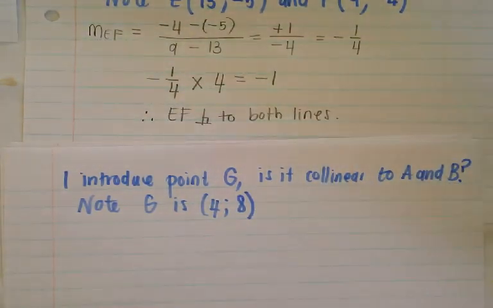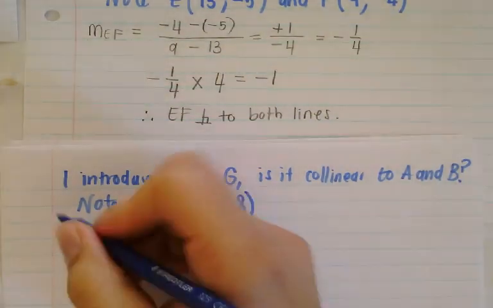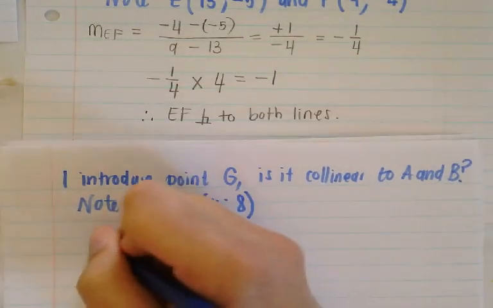What did we write on collinear? We wrote that every combination of points, gradients must be equal. That means if I have A, B, and G, I need to find the gradient of AB, which we've done, gradient of AG, which we will need to calculate, and the gradient of BG, and find if they are equal. So we'll just make a note here, we'll do this one together.